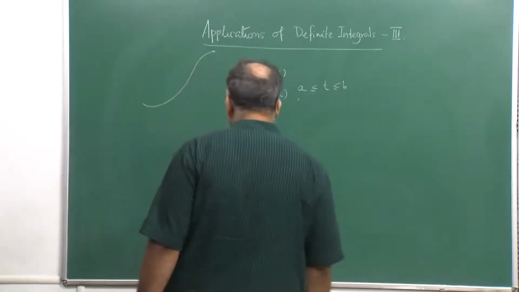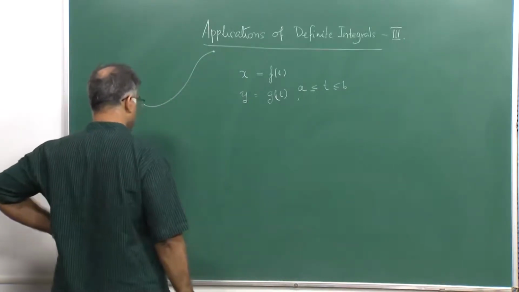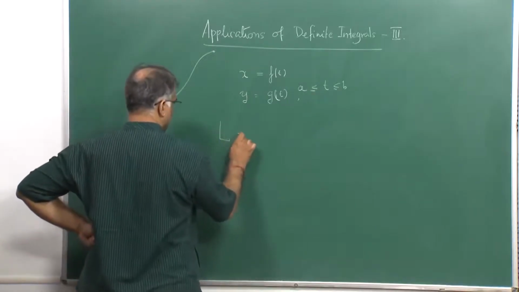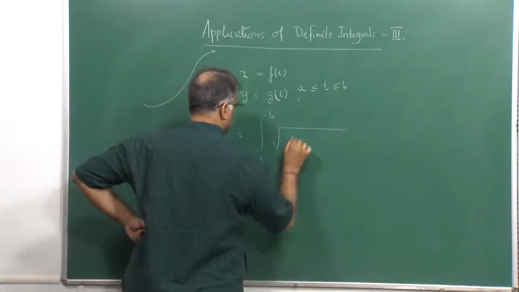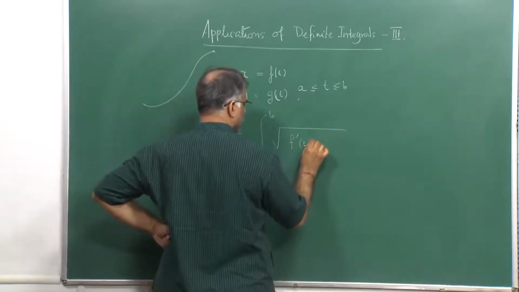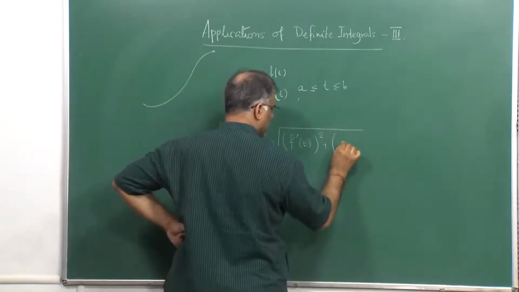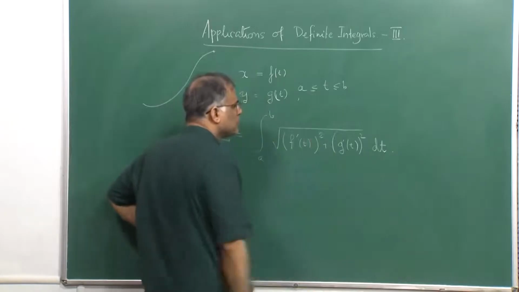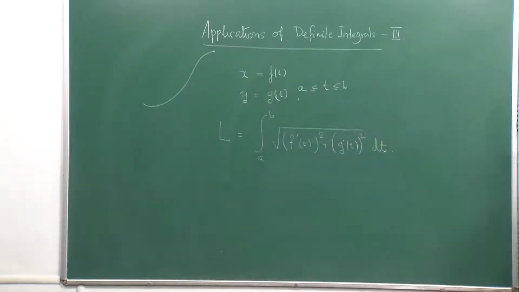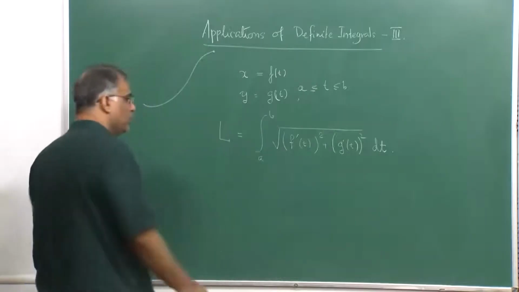Now, the length of the curve is given as an integral from A to B of the root over f dash t whole square plus g dash t whole square. This is what we had also tried to prove. Our aim now is to show you some applications, how to actually use this, and whether by using it we get results which you already know. That verifies the usefulness of this formula.